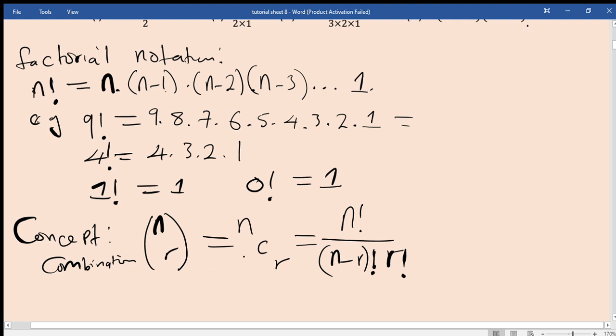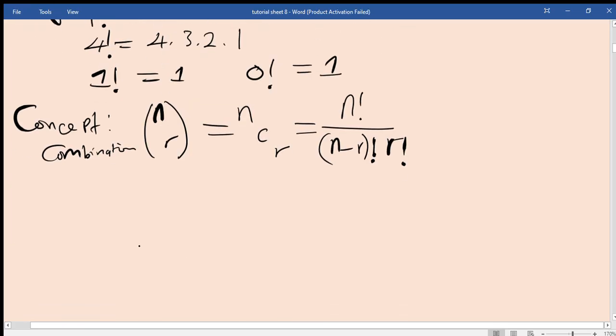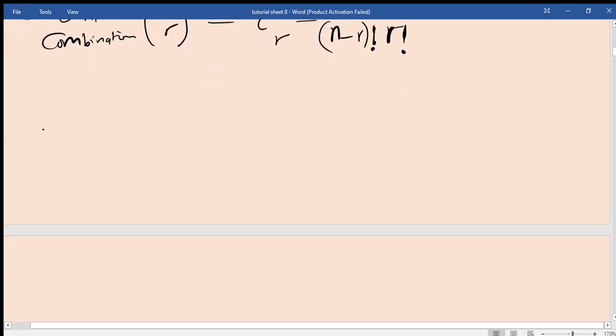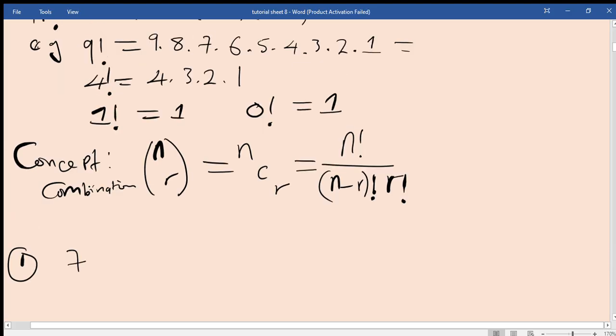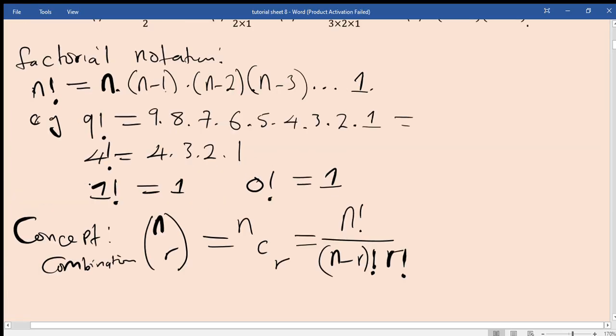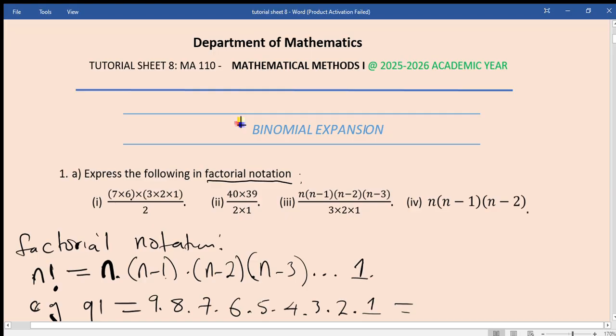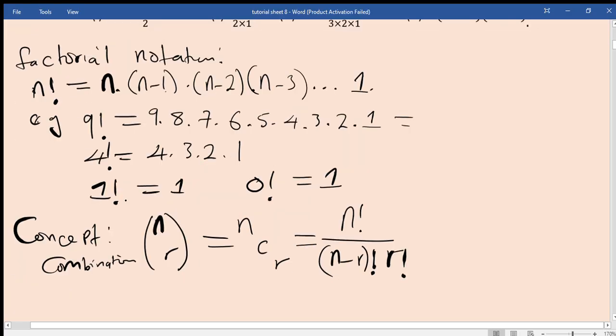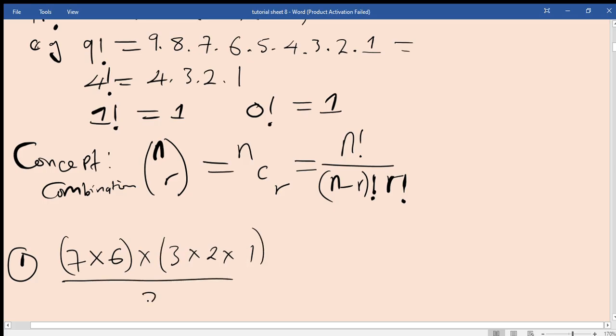So we are coming to a situation where we want to solve the first question there. The first question is, can you write this in factorial notation? 7 by 6 by 3 by 2 by 1, divided by 2. We want to write this in factorial notation.